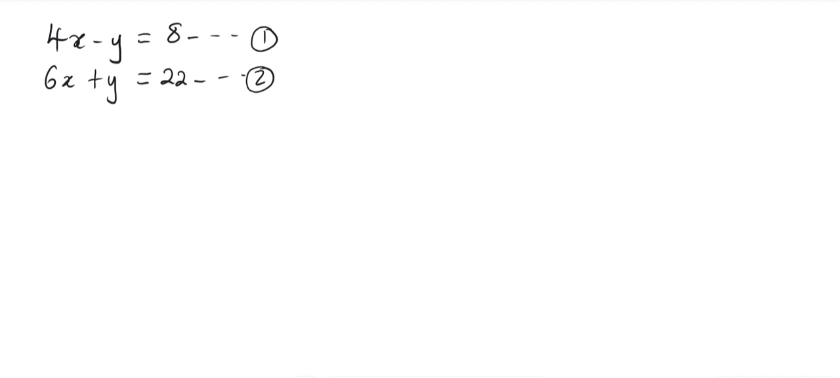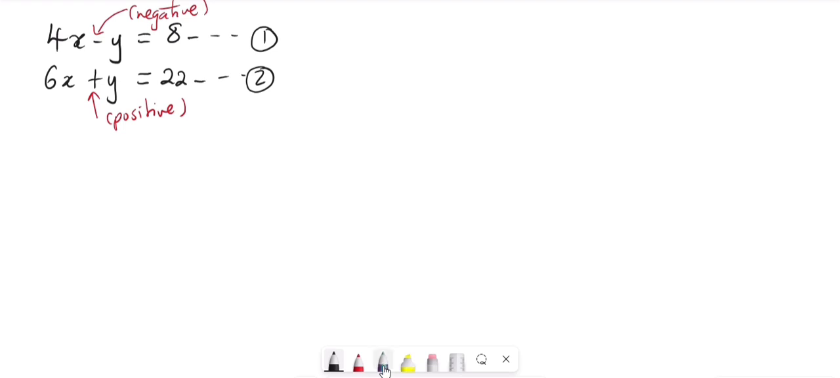You look at the top equation, you realize that we have a negative sign there. It's negative. And then the one at the bottom has a positive sign. Now since the signs are different, it means for us to eliminate y, we are going to add the two equations. So if signs are different, you add the two equations.